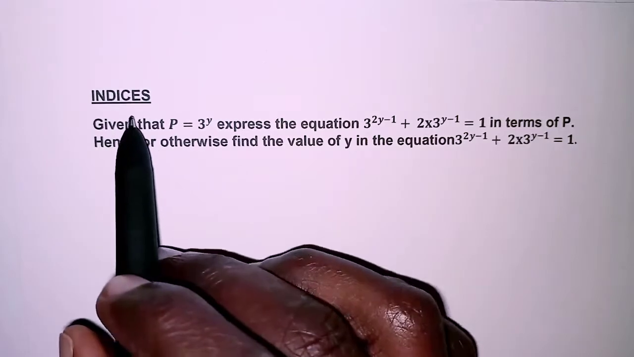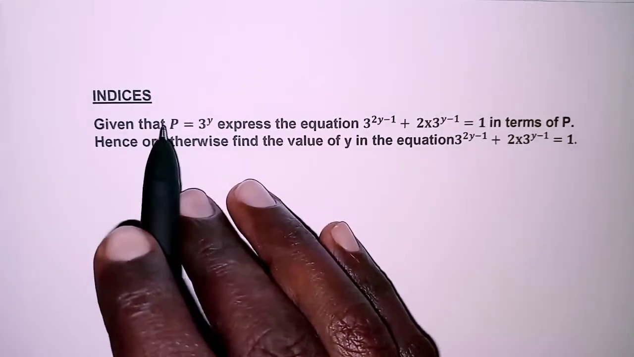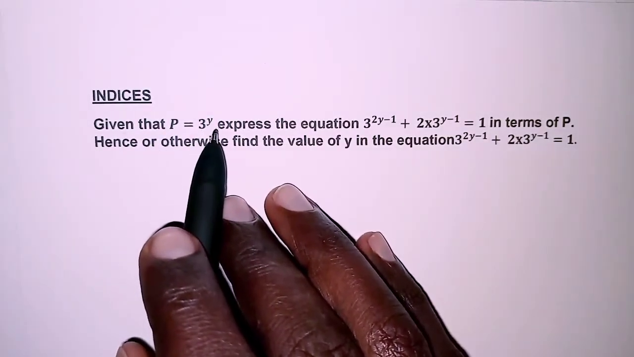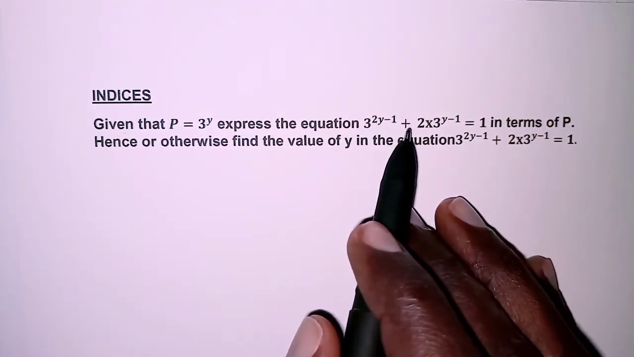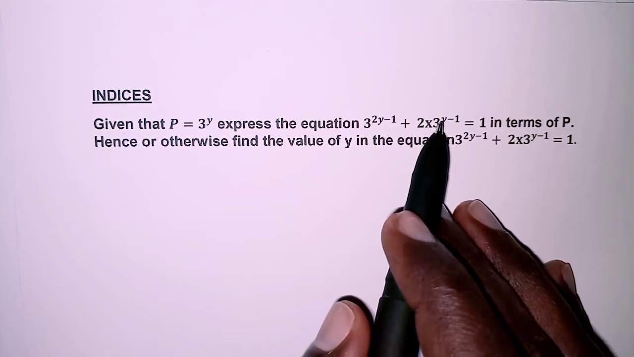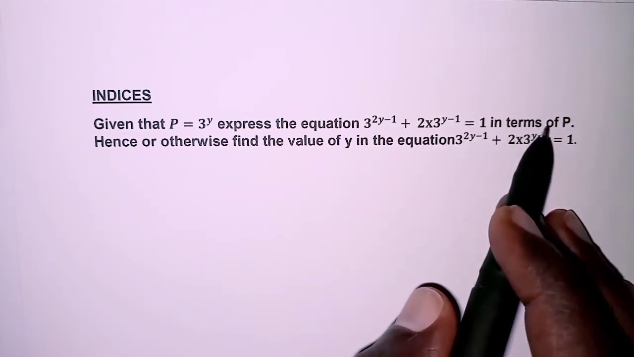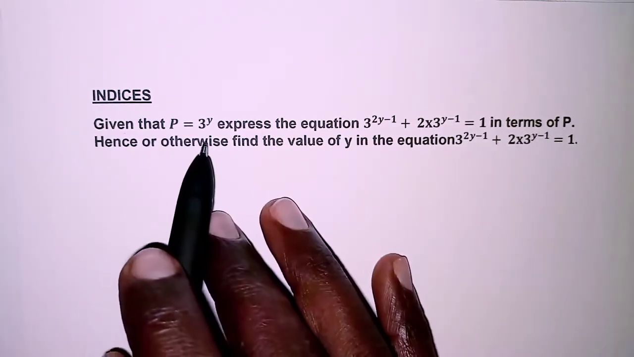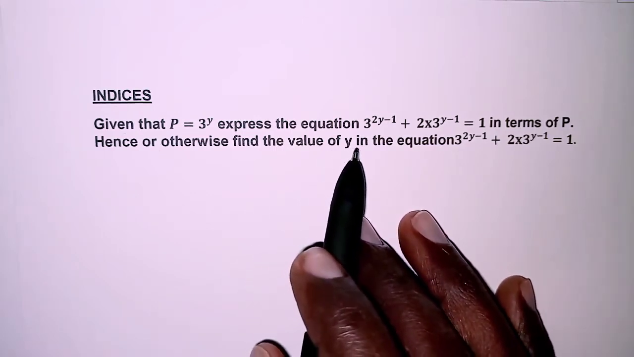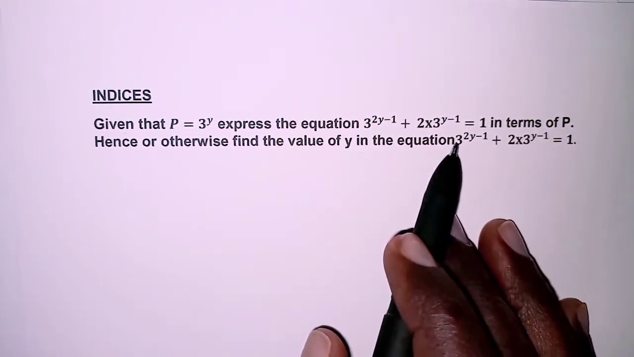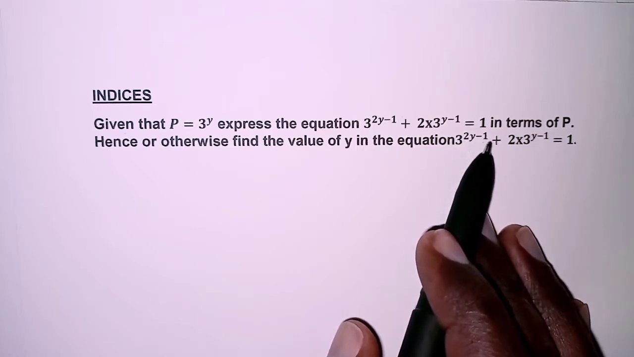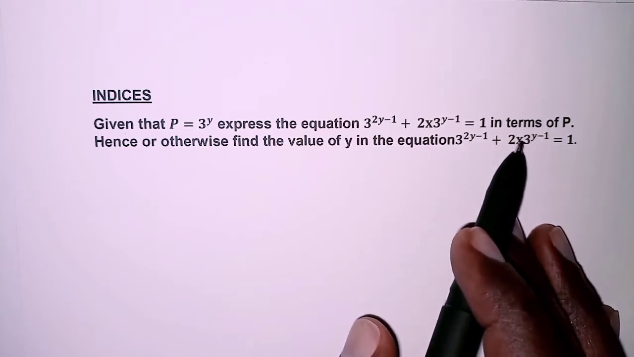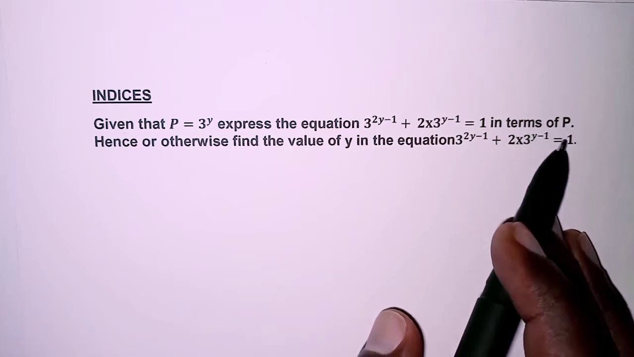The question today is about indices. The question reads: given that p is 3 power y, express the equation 3 power 2y minus 1 plus 2 times 3 power y minus 1 is equal to 1 in terms of p. Hence or otherwise, find the value of y in the equation 3 power 2y minus 1 plus 2 times 3 power y minus 1 is 1.